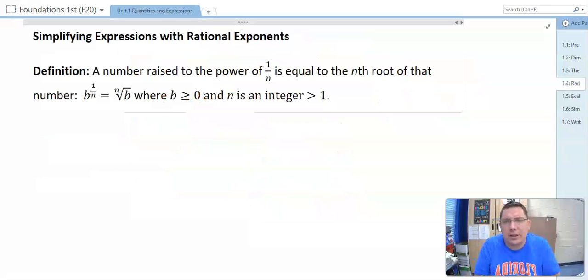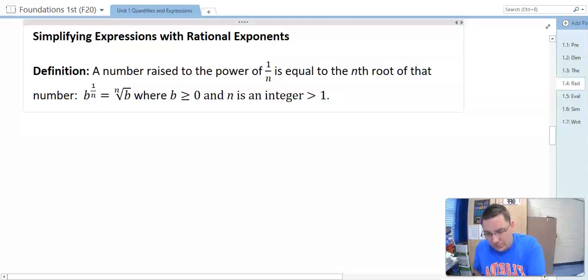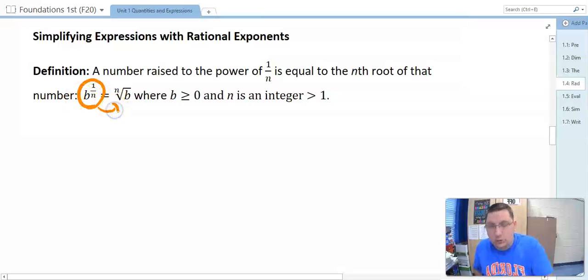So the next thing we're going to look at is how to simplify expressions with rational exponents. And so what we're doing here is we're going to convert from an exponent to a radical or vice versa. And so if we're given just this, we can convert it to this or vice versa. And so a couple key things here. The base needs to be larger than 0, or it could be 0. And the n has to be an integer.